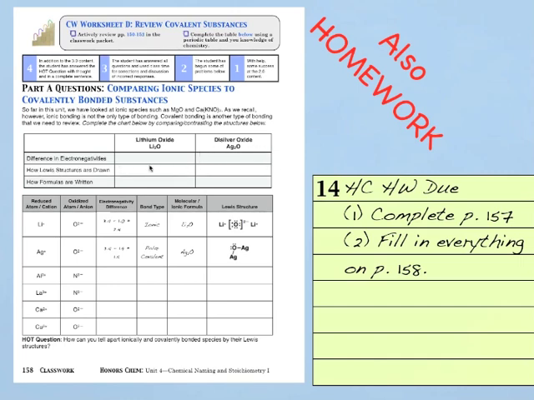Figure out how the Lewis structures are drawn. How are they similar or different? Summarize that information in this box. If there is a similarity, if there is a difference. How are the formulas written? Are there any similarities or differences? Summarize that there. And then see what you can figure out with these here.